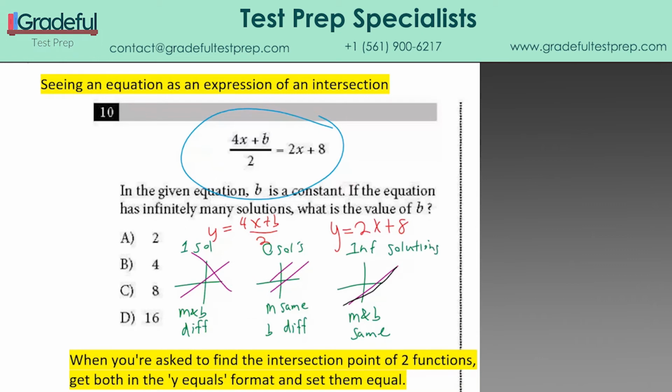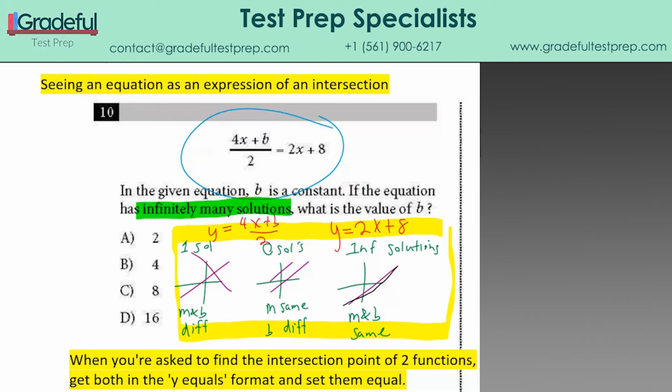So now what we're doing is we're taking what was given to us right here in green and realizing that that's a reference to an idea that comes up frequently on the SAT. This is an expression of 2 lines that are intersecting, and when they do, they have infinitely many solutions, which means that they're the same line.